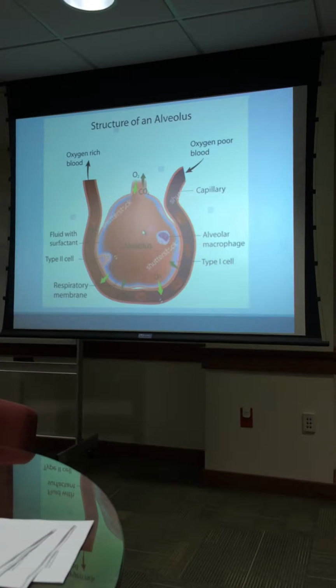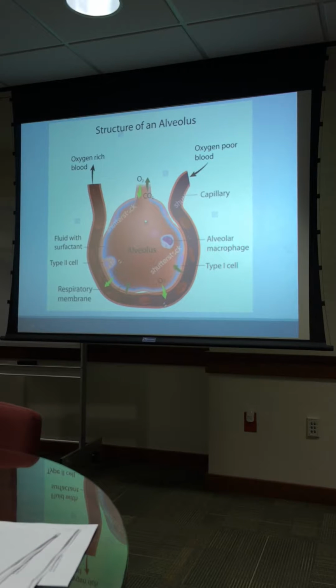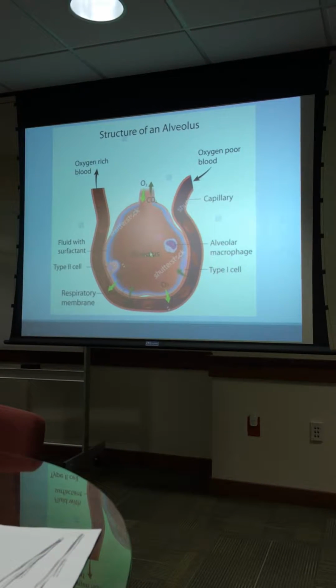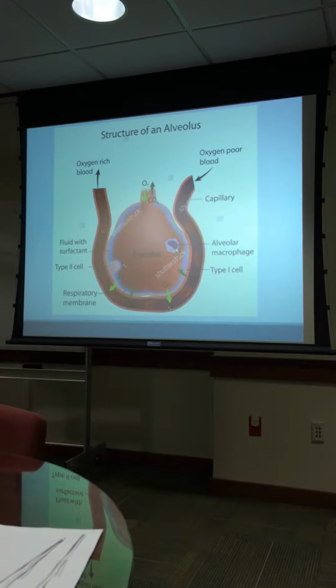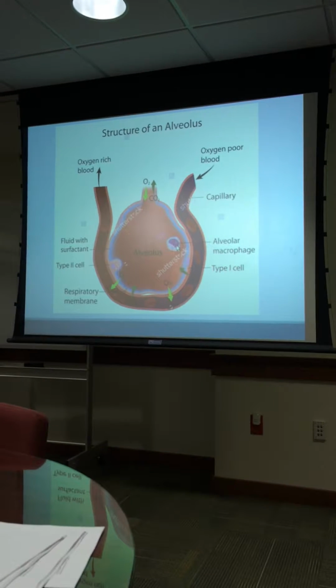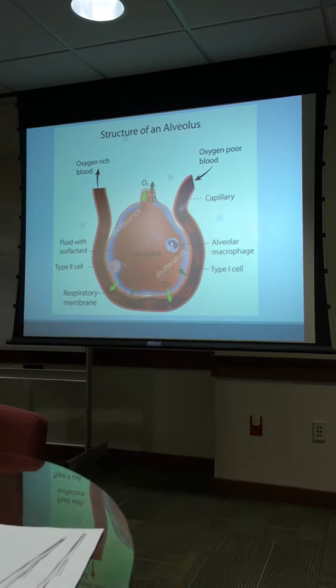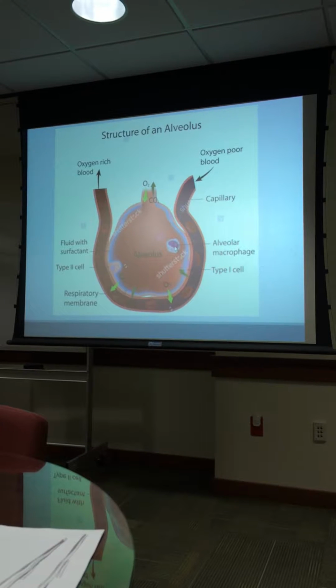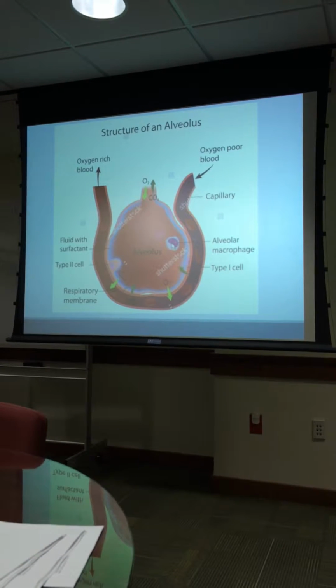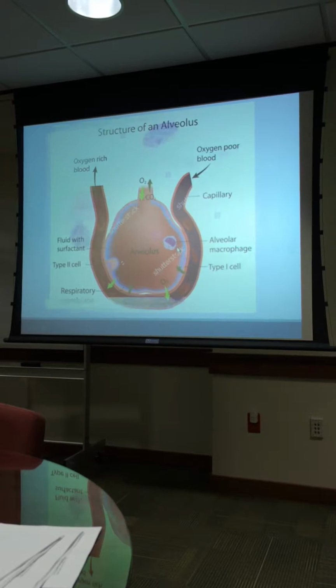But inside the alveolus, this is where you could find lymphocytes, you could find a lot of eosinophils. Most commonly, you'll find macrophages. I'll get into what those look like and how to identify them. But macrophages are really plentiful, and patients who smoke will have a lot of macrophages in their alveoli.